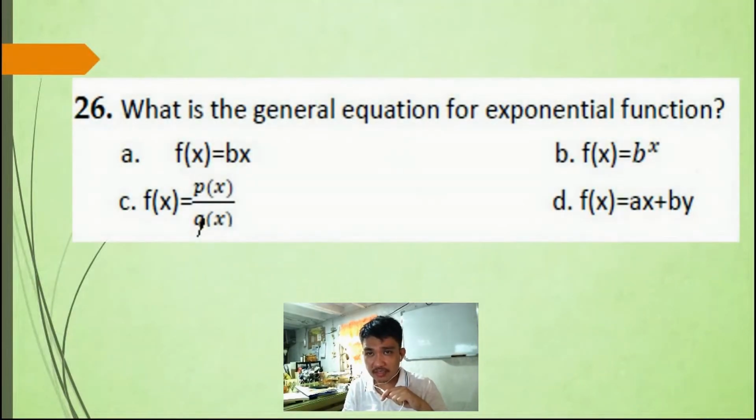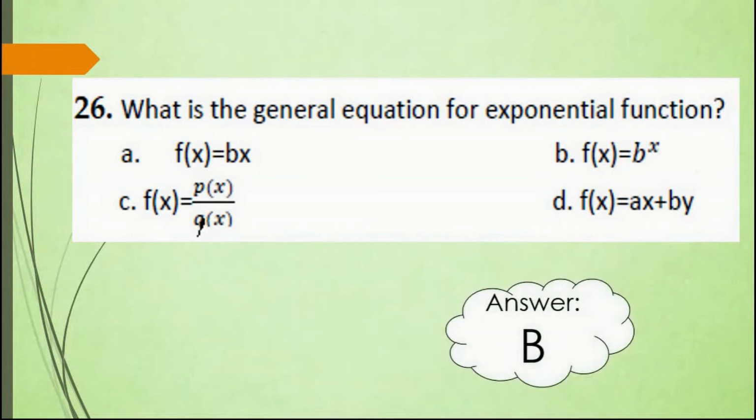Number 26. What is the general equation for exponential function? Letter A, f of x is equal to bx. Letter B, f of x is equal to b to the power of x. Letter C, f of x is equal to p of x over q of x. Or letter D, f of x is equal to ax plus by. The answer is letter B. F of x is equal to b to the power of x.